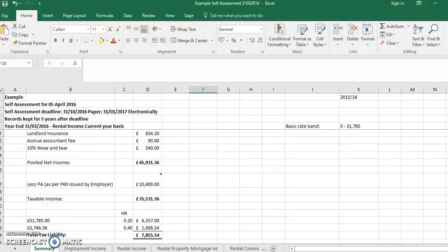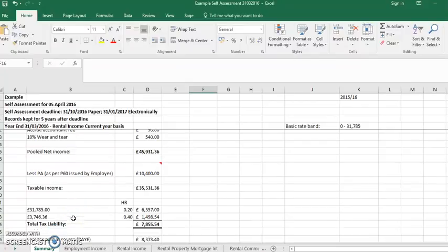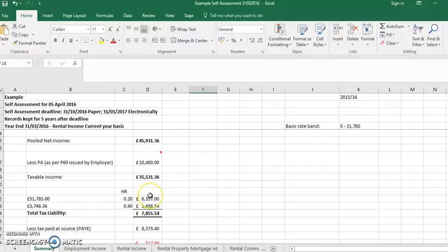So based upon this, we have fully utilised the first basic rate tax band up to £31,785, and we've multiplied this by 0.2 to give the figure of £6,357. Everything above that fell into the higher rate tax band of 40%, on which the tax was calculated at £1,498.54, giving us a total tax liability of £7,855.54.